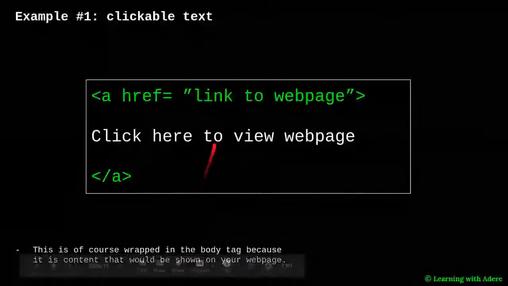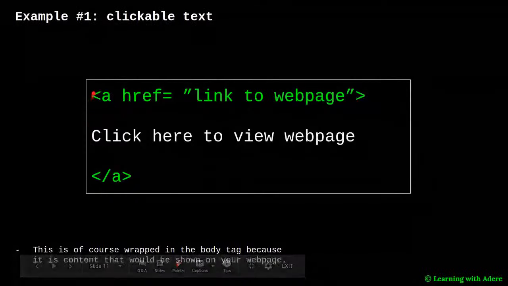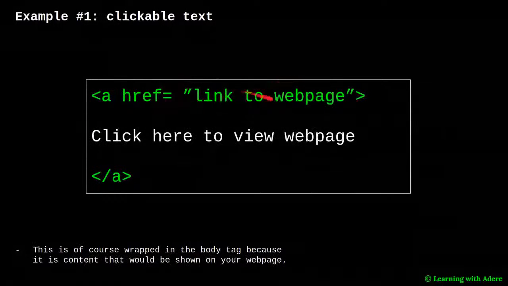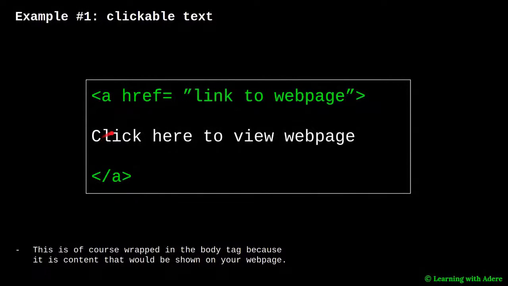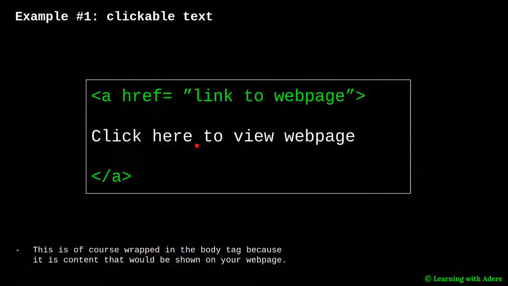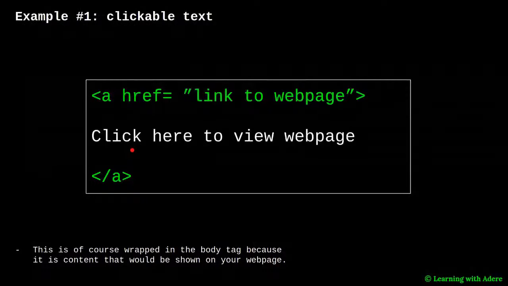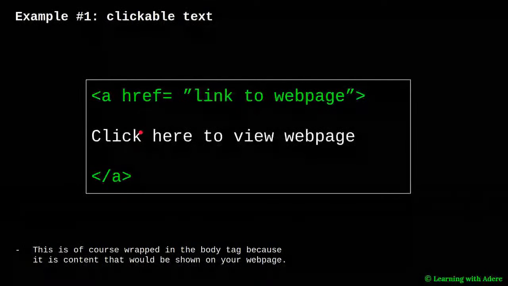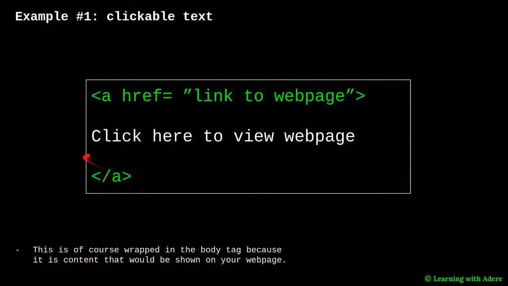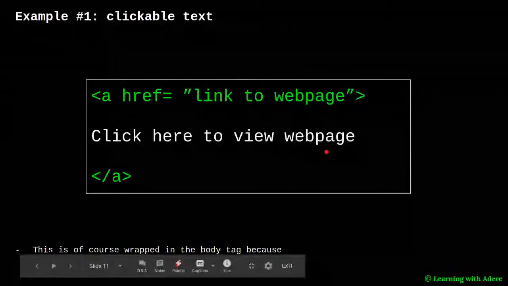Here's an example of clickable text. This is what we were just doing. To sum it up, we have our opening A tag, the attribute, and the URL in between as the value for our attribute. Then we have our text for whatever we want it to say. I just say click here to view web page because that's the simplest thing. If I had a specific web page in mind, I could put the title of that web page itself. Then we have our closing A tag after all of that. Of course, this is wrapped in the body tag, because this is content for the web page.